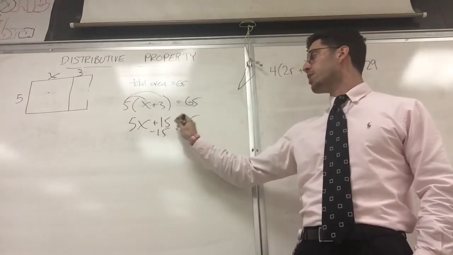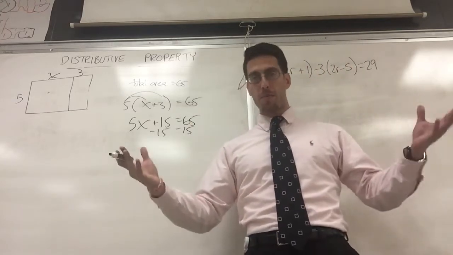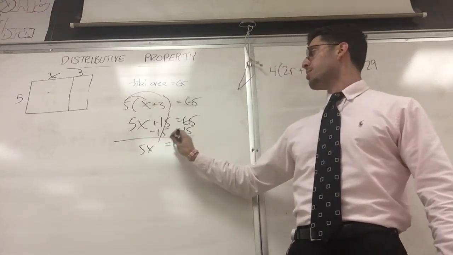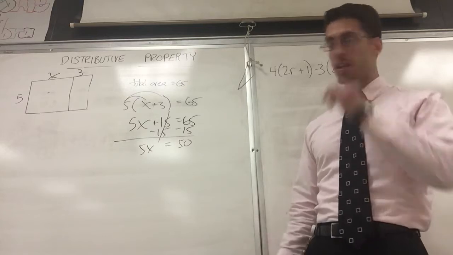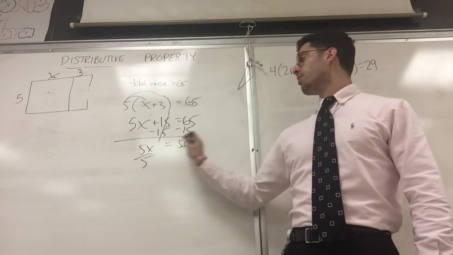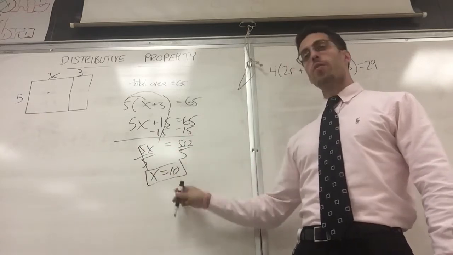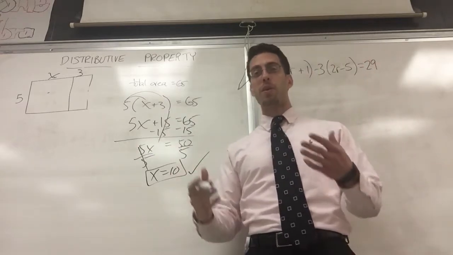I'm going to subtract 15 on both sides because I want x on one side and numbers on the other. Keep my balance. Goodbye, 15. 5x drops down. 65 minus 15 is 50. And that's no coincidence, by the way. And divide by 5 on both sides. X equals 10. Hooray!